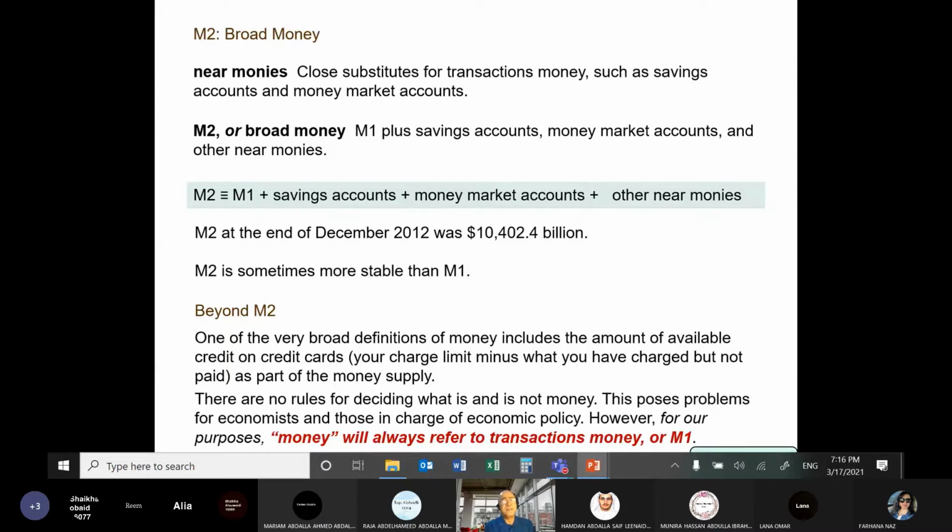So M1 includes, let me simplify this definition so we can go further for analysis, cash in our hand, cash outside of the banking system, plus demand deposits or current accounts. So it's for the whole country. So for example, Salim at this moment has 300 dirhams in his wallet, plus 600,000 dirhams in his current account.